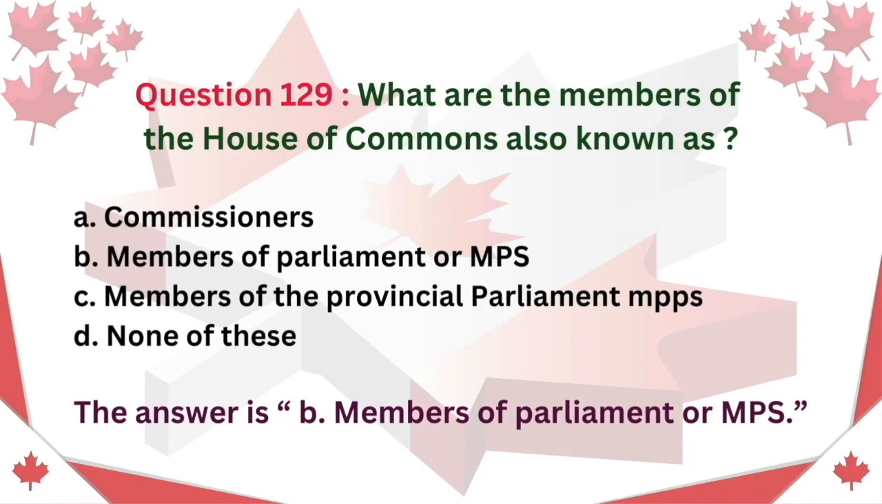Question 129. What are the members of the House of Commons also known as? A. Commissioners. B. Members of Parliament or MPs. C. Members of the Provincial Parliament, MPPs. D. None of these. The answer is B. Members of Parliament or MPs.